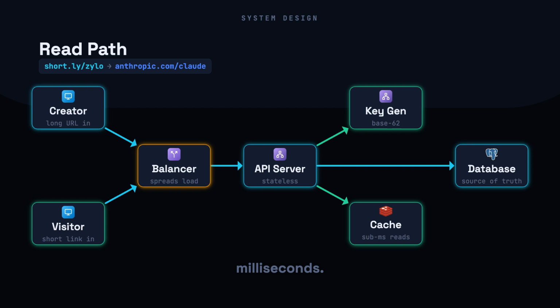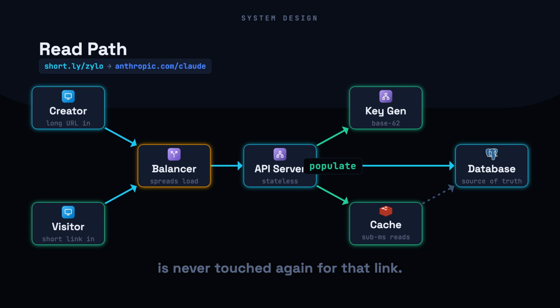On a cache miss, the first time anyone clicks a brand new link, the request falls through to the database to fetch the long URL. After the database returns the URL, the API writes it into the cache. Every subsequent click for that same short code is served from memory. The database is never touched again for that link.